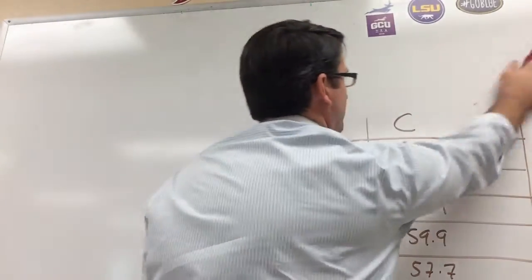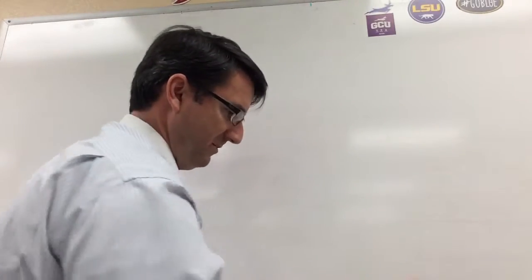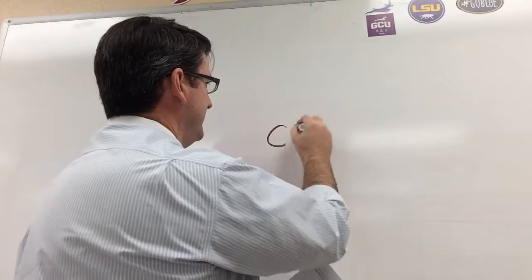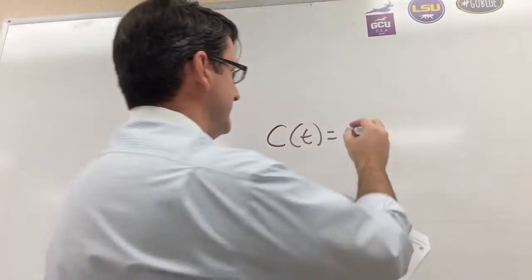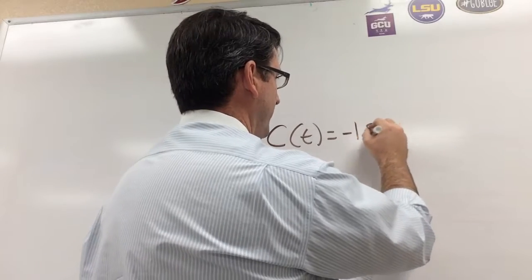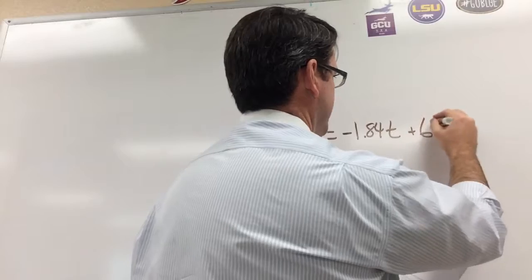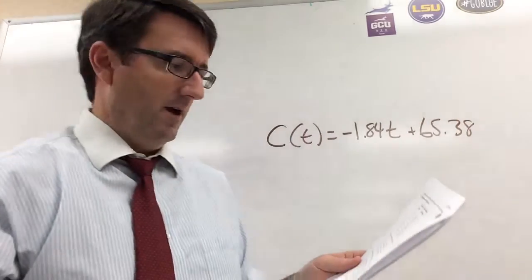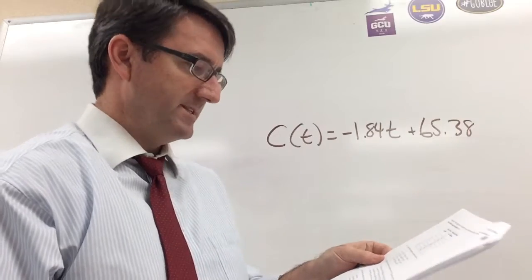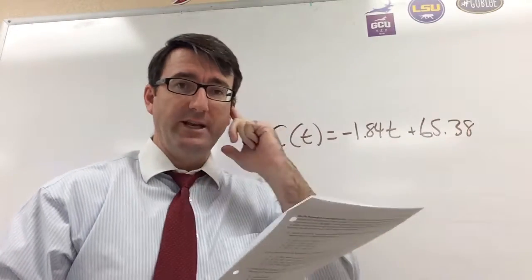And let me put that equation up here. That's going to be C of t, the number of cable subscribers with respect to time, is equal to negative 1.84 t plus 65.38. All right, so question 6 says, using this model, interpret the practical meaning of the slope.